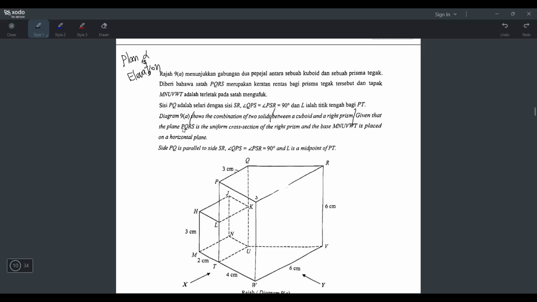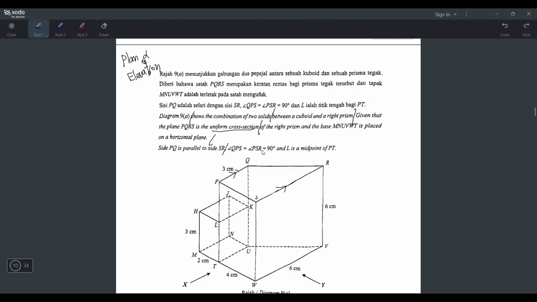Okay, now they say given that the plane PQRS is the uniform cross section. Let's see, PQRS. Okay, yes. This is what I mentioned just now, it is the cross section of the right prism, and the base MNUVWT is placed on the horizontal plane. MNUV. So yes, this one is the horizontal plane. Okay, no problem. So nothing important here actually. Side PQ is parallel to side SR. Is this important? PQ is parallel to SR. Usually for parallel, I teach my students to put this arrow so that you remember it's parallel. A trapezium does have a pair of parallel lines.